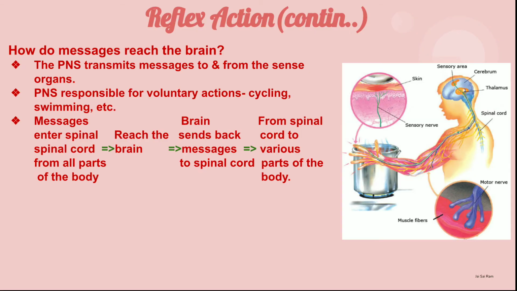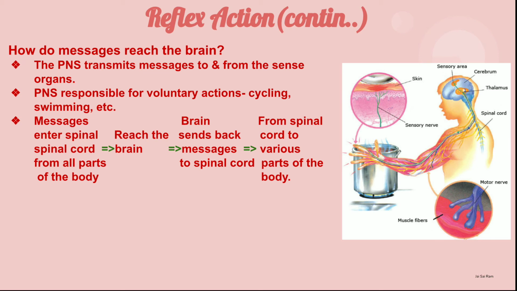Next, how do messages reach our brain? The PNS, that is the peripheral nervous system, transmits the messages to and from the sense organs. They carry the messages to the sense organs and bring the messages from the sense organs. So the PNS is responsible for voluntary actions like cycling, swimming, etc.